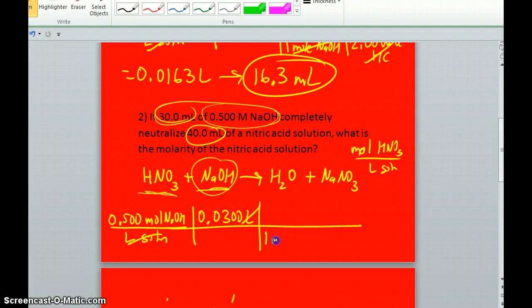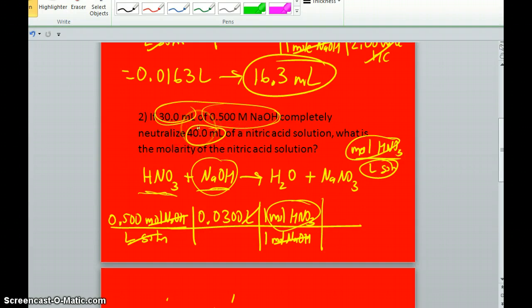But just to be sure, I like to write out my work. This many moles of sodium hydroxide will react with this many moles of nitric acid. Moles cancel, and I'm left with moles of nitric acid. Now, I wanted a molarity of nitric acid, and this is moles, what I want for my numerator. All I need to do is divide it by a volume of nitric acid.